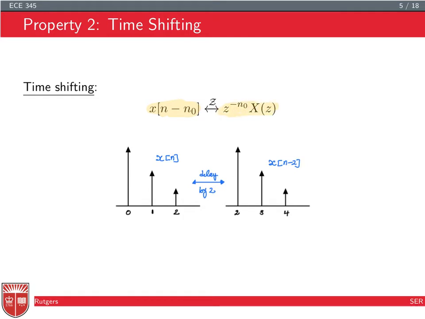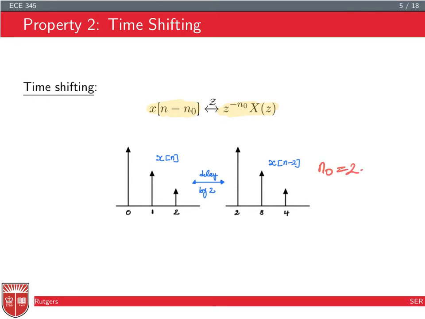So here's what I mean by a shift. Here you can see that the signal started at 0, 1, 2, and I shifted by 2 steps. So n0 is equal to 2 here. What was at 0 is now at 2. Let me write it down: here n0 is equal to 2.